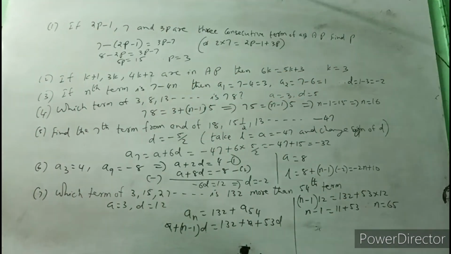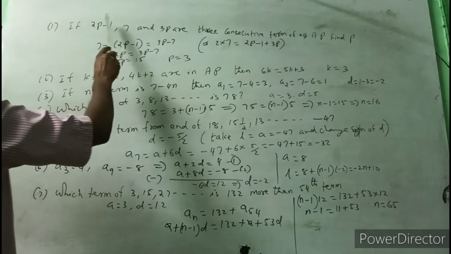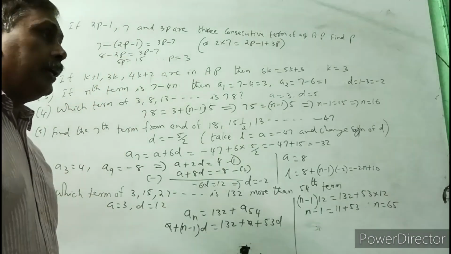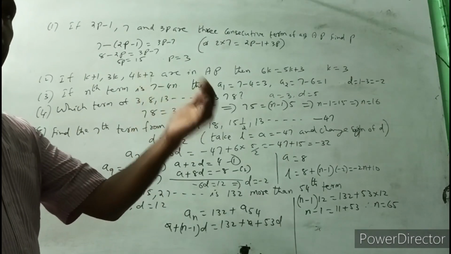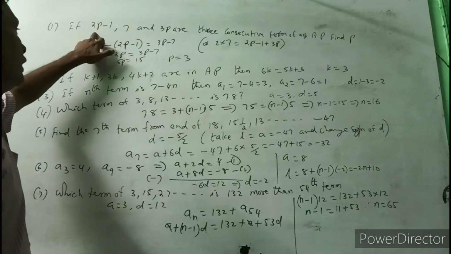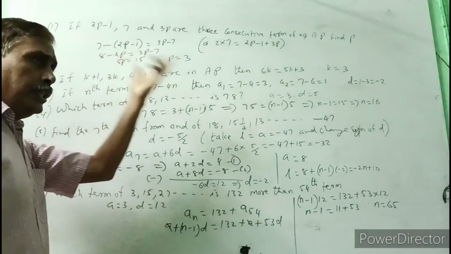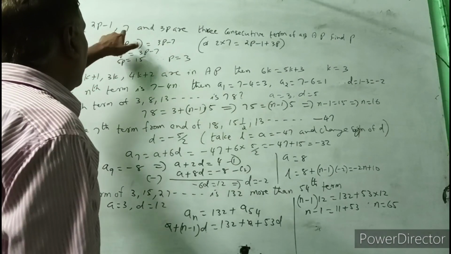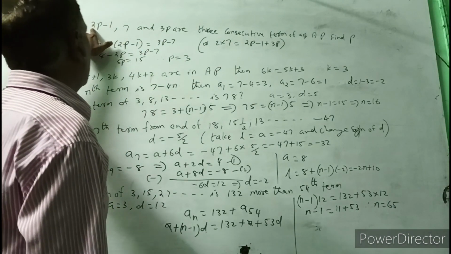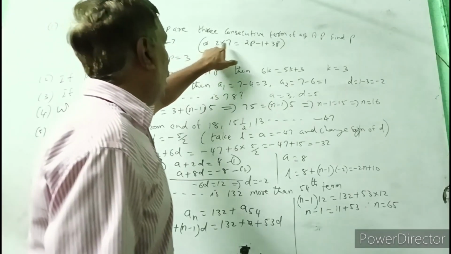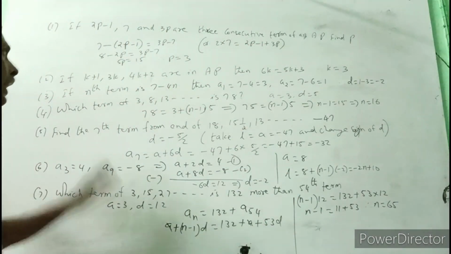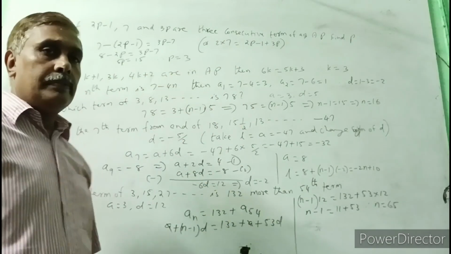There are two methods. One of the methods is: second minus first must be equal to third minus second, because we studied that in an AP, A2 minus A1 will be equal to A3 minus A2, as the common differences are always equal. That is written here: 7 minus this is equal to 3p minus 7. Or it is very simple to do by the direct method. Twice the middle term is equal to first term plus last term. That's the simplest method. Any way you do, you will get p equal to 3.